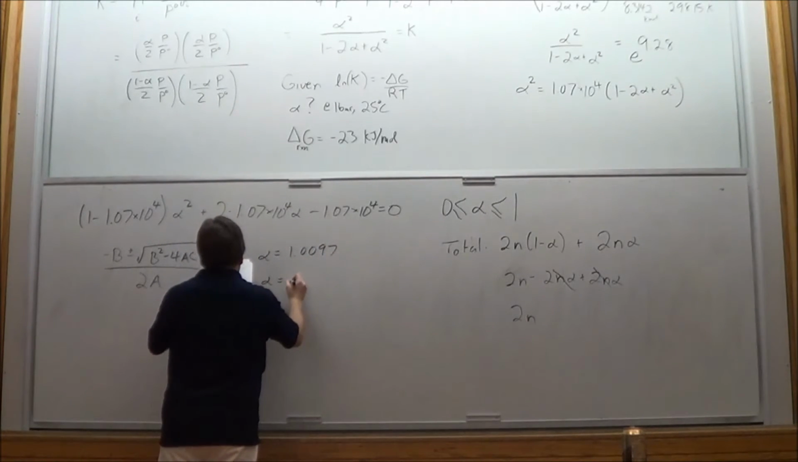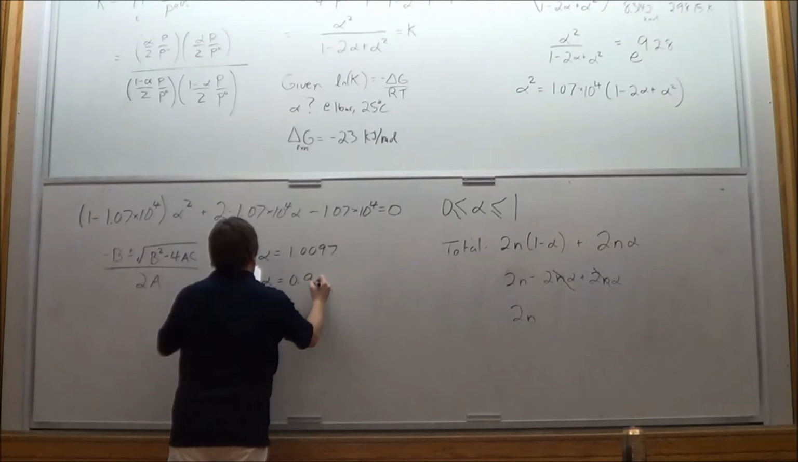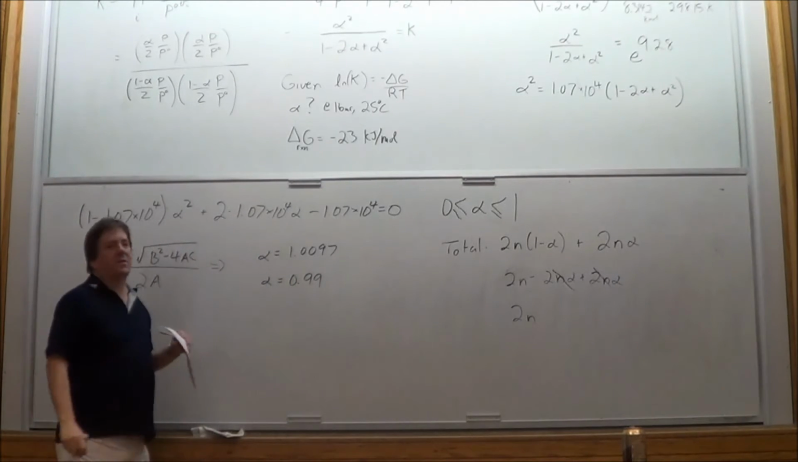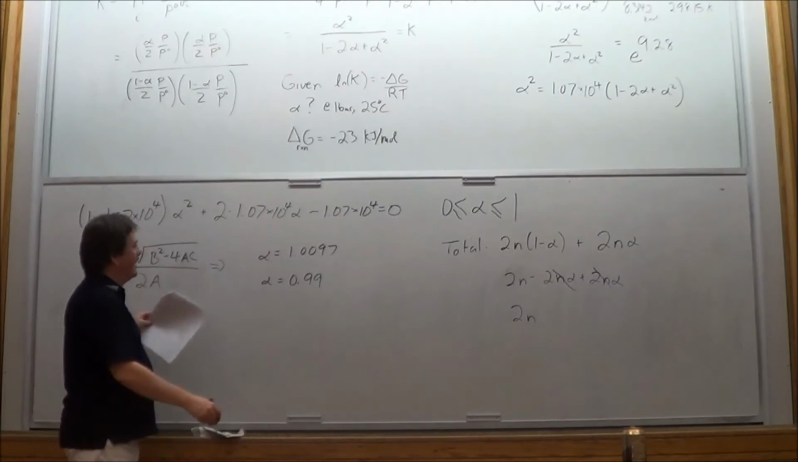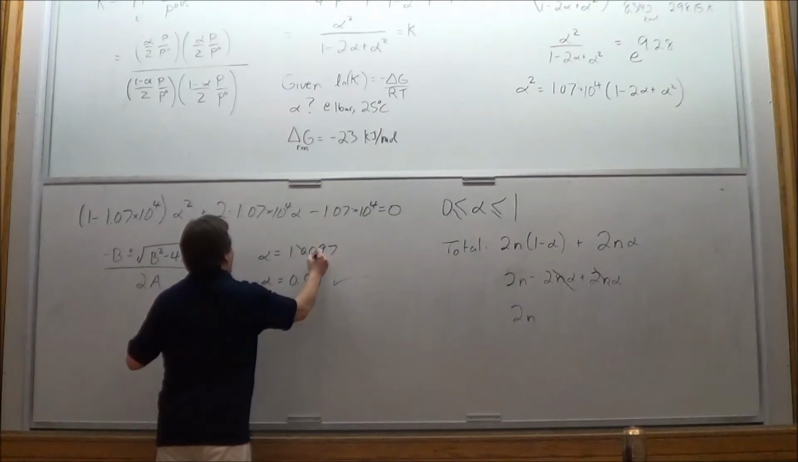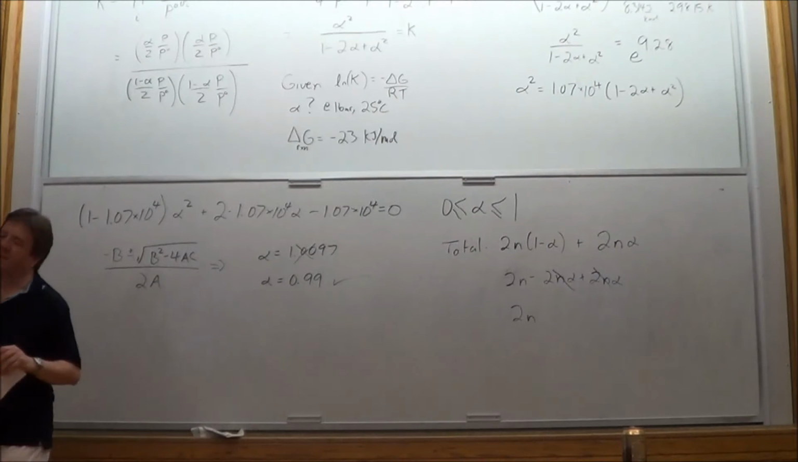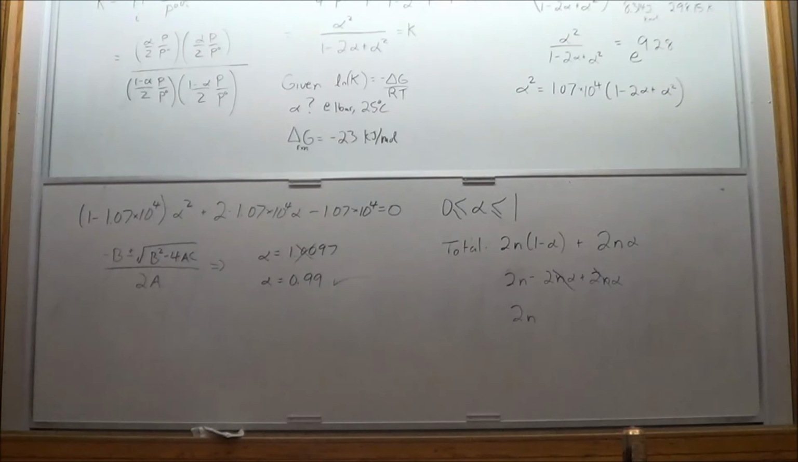Because there's 2 possibilities. Which one's correct? Second. Why is that? First, zero between 0 and... right. It has to be less than 1. So this reaction proceeds to 99%.